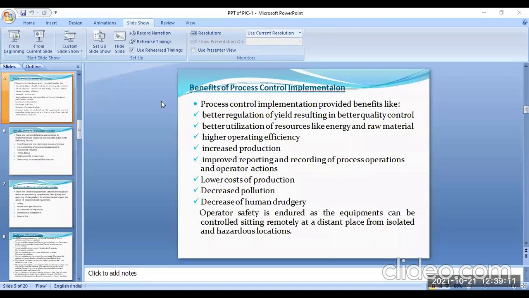Okay, please note down these questions. What is the benefit of process control implementation? Is it clear to all of you? Please write this point. So this is the answer.